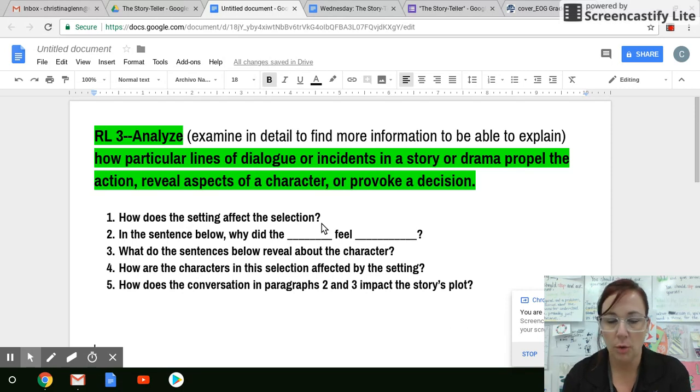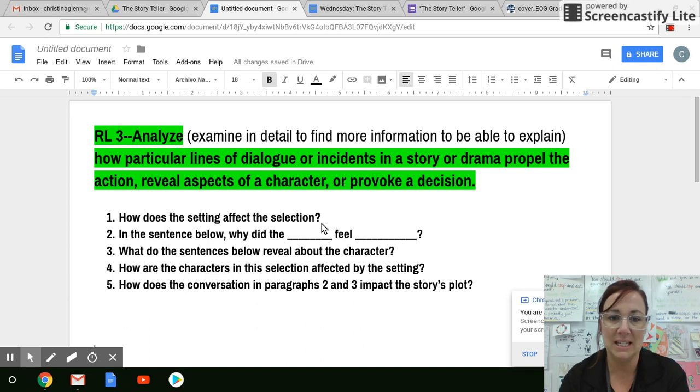Document that somehow. Go into your text and put an S over it for setting. That way, when you come to the end and you see a question like number one that says, how does the setting affect the selection? You've already documented that. You don't have to look all over the story again while all the words start blurring together. You can just go back to where you marked that S and see what that setting is doing, okay? That question is asking you to analyze how the setting impacts the action, how it propels the action. Not easy, but easy enough to understand what that question is asking you.